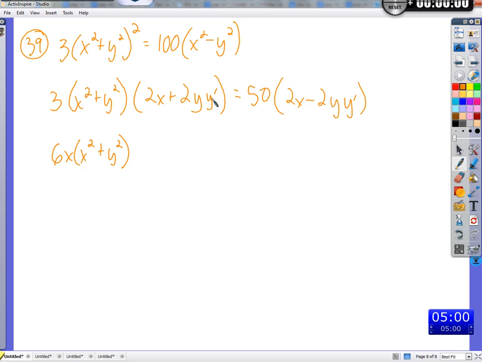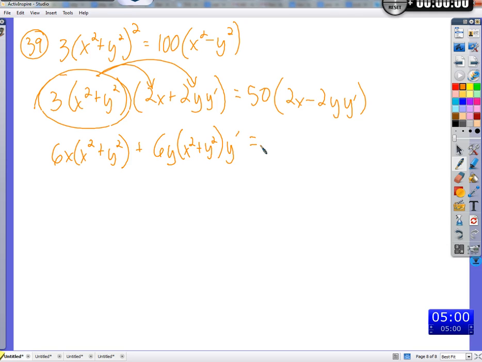Wait, what? What did you just do? This whole thing distributed into the parentheses would be 3 times 2x, that'd be 6x, times x squared plus y squared. Whoa! Incredible! I'm going to take this times that times that. So if we take 2x times 3 times x squared plus y squared, we get 6x times x squared plus y squared. And we haven't distributed to here yet. So here we'll get 6y times x squared plus y squared times y prime, just to put y prime in the end.